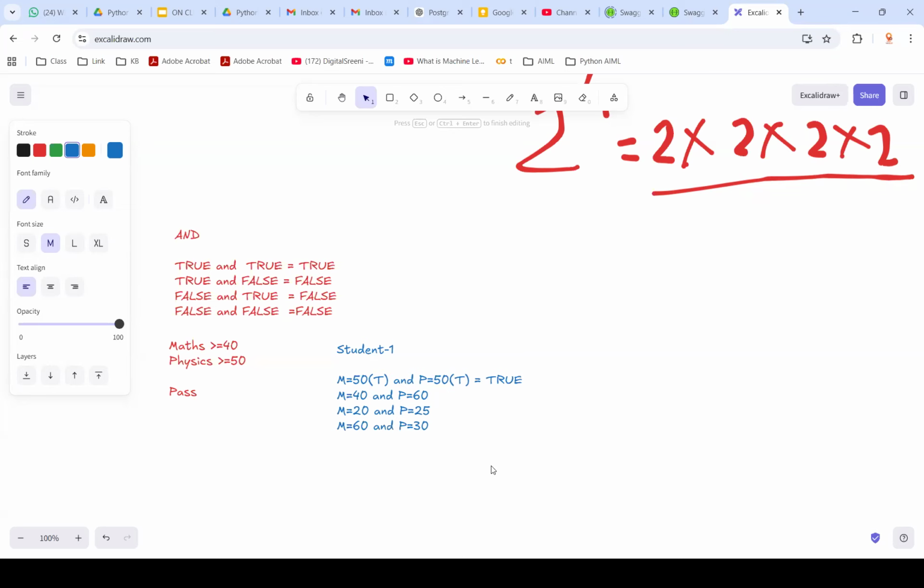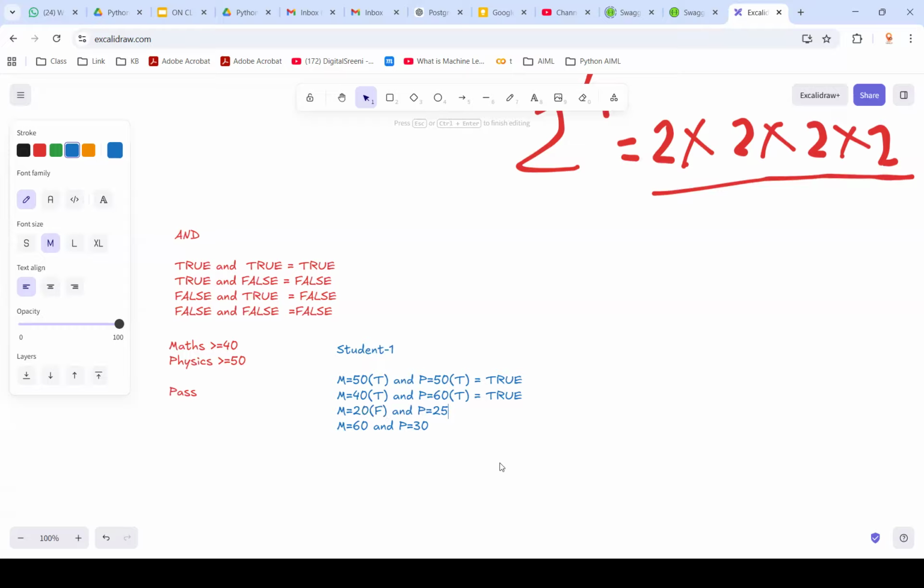Now coming to the second one. M is equal to 40. The condition will be what? True, because 40 is a pass. P is equal to 60. This is also true. So the overall answer will be true. Now if m is equal to 20, then it is false.